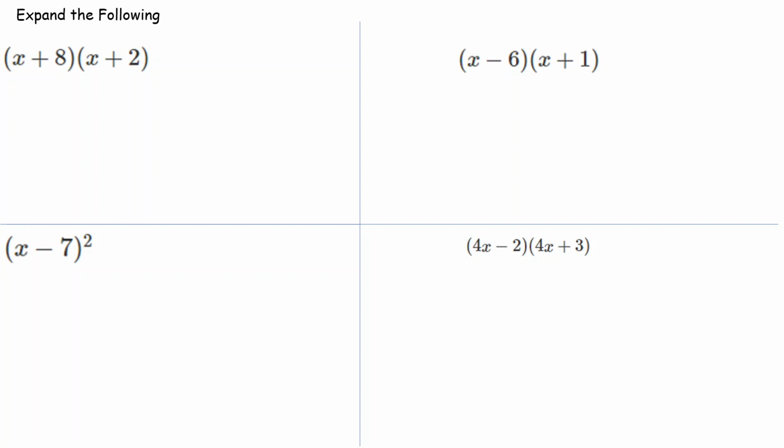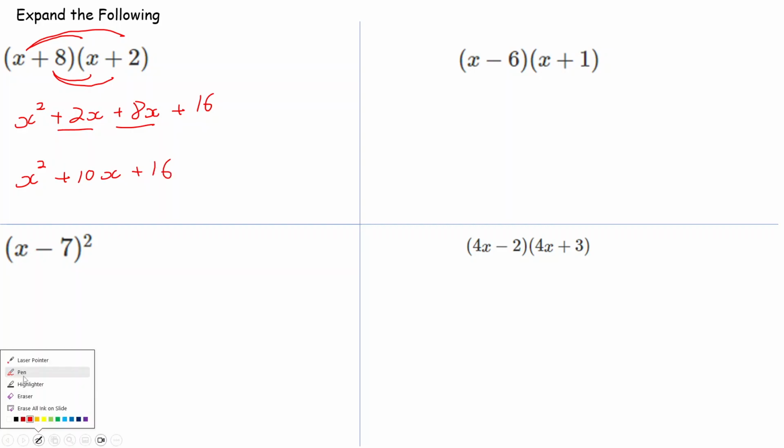So the first one, expand this bracket. Again, we've got x times by x, which is x squared, x times by 2, which is going to give you plus 2x, 8 times by x, which is plus 8x, and then 8 times by 2, which is going to give us plus 16. We're not finished because you've got a plus 2x plus 8x. You can combine together to give you plus 10x. You've then got that 16 also on the end. There we go. So that is fantastic. That is your first answer.